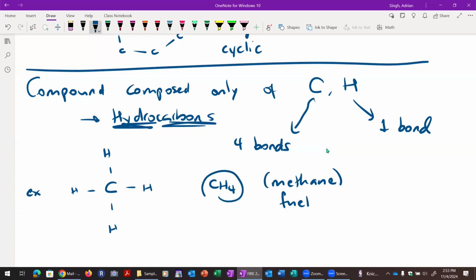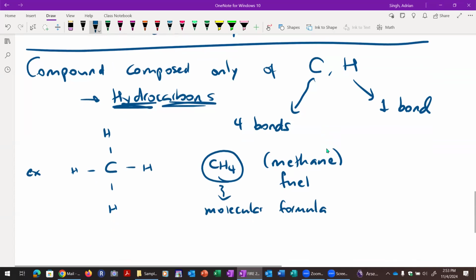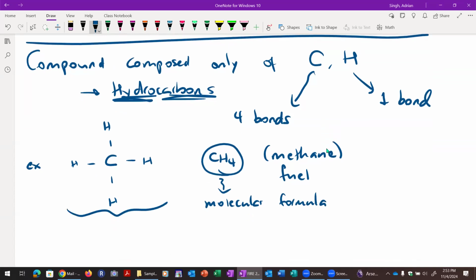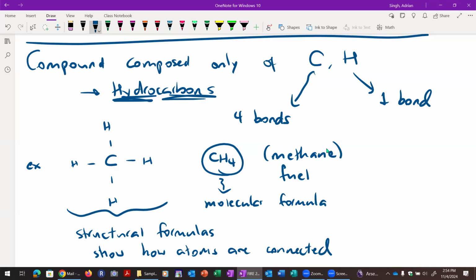So we've talked about formulas like this before. That's all the formulas you've been using. This is a molecular formula. What we're going to see now are structures that look like these, and these are called structural formulas. These show how the atoms are connected, and they give us a lot of information, in this case, about our hydrocarbon.